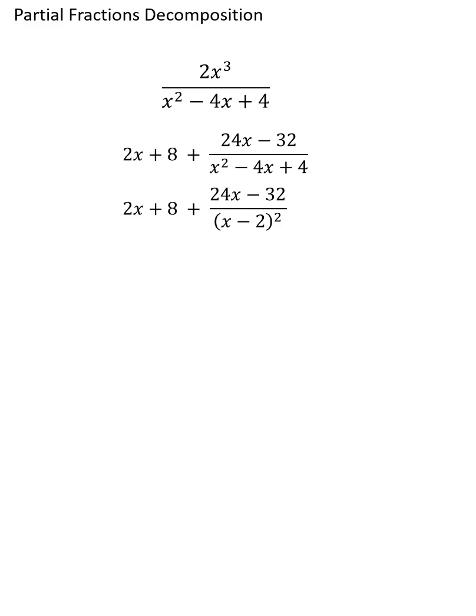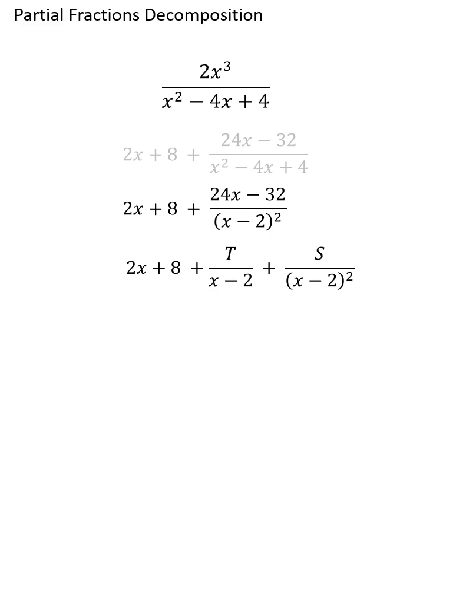Treating the fraction on the right as its own problem and ignoring the 2x plus 8, which is already part of our answer, I can factor my denominator into x minus 2 times x minus 2, or x minus 2 squared. Then, because that is a linear factor to a power, which we would have called a type 3 problem if you've been watching my videos, I can decompose that into two fractions with unknown quantities t and s as my numerators. Notice I'm carrying the 2x plus 8 along each step, but I'm not going to use that in any of the calculations because I'm just trying to decompose the fraction on the right.